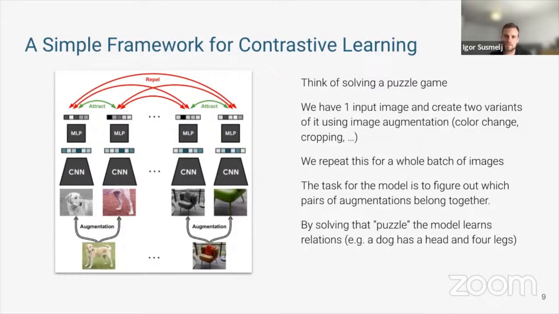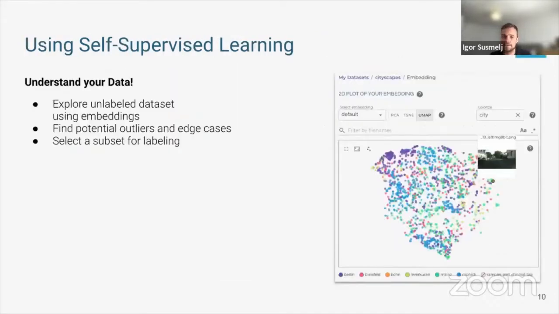So it's kind of solving the puzzle game in this example here: the head of the dog belongs to the legs of the dog and not to the images from the chair, for example. And by solving this task, the model understands the semantics or the context of the image it has seen. And this works very well, actually. You would be surprised. And it can be used for various things afterwards.